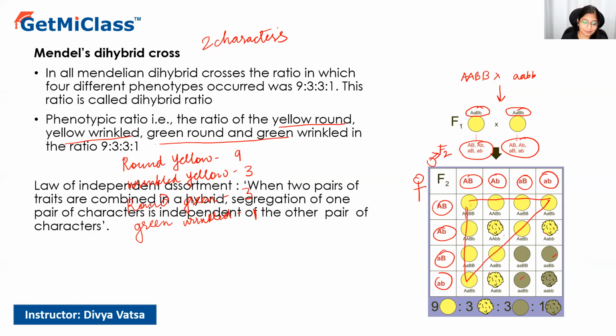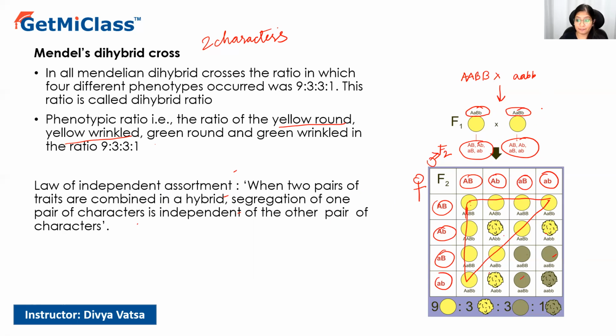After Mendel's dihybrid cross, we also study the law of independent assortment. So what does the law of independent assortment state? Look over here very closely. When two pairs of traits are combined in a hybrid, segregation of one pair of characters is independent of the other pair. See what is separated here?